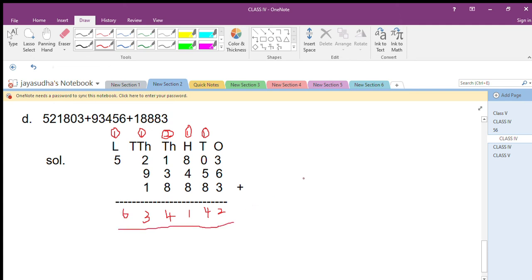Have you understood? How do you add this? First you write the place values. Then arrange your numbers according to the place values. The column should be in a straight manner. So then after, you add finally. Are you okay, children? Thank you, children.